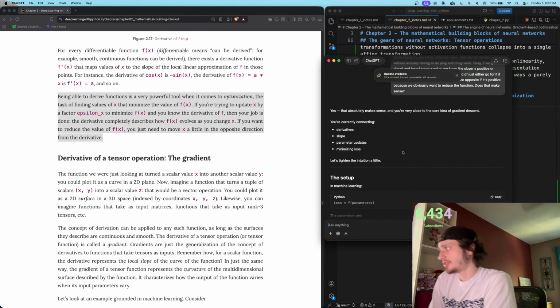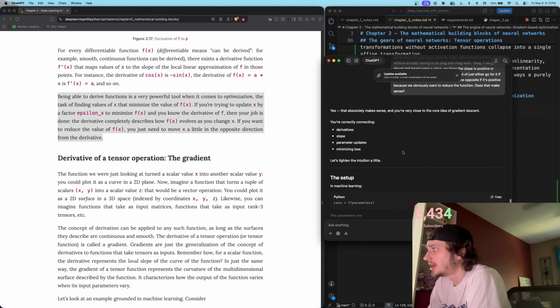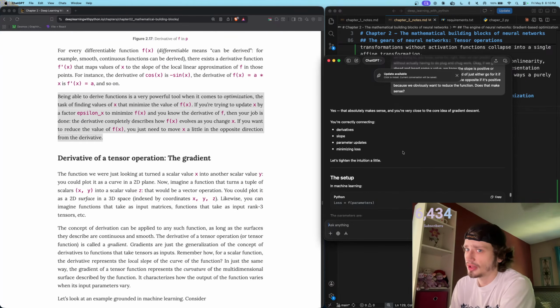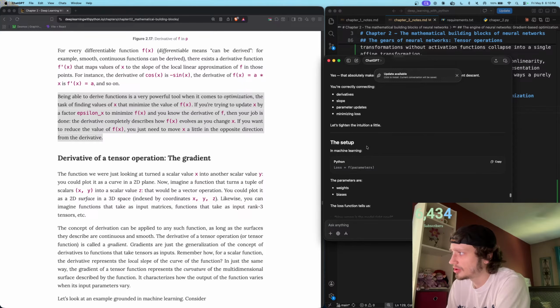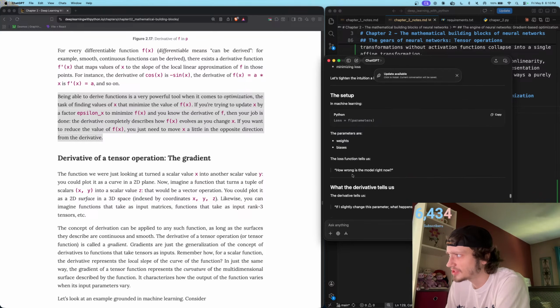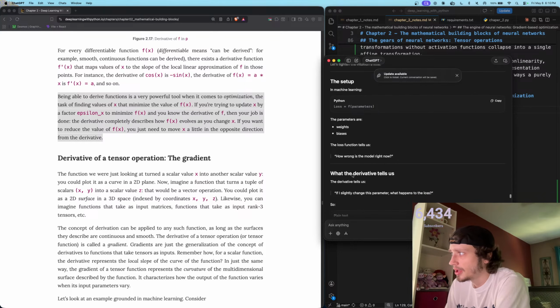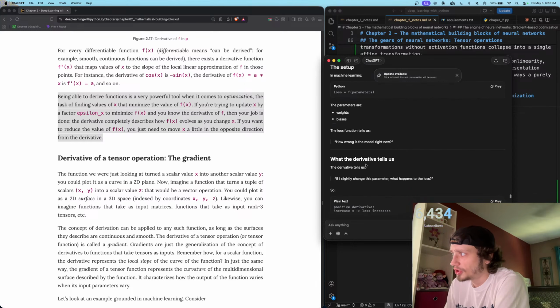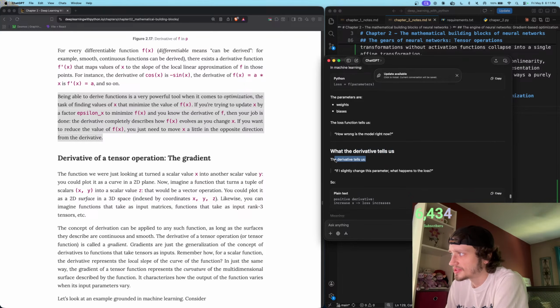Yes, that absolutely makes sense, and you're very close to the core idea of gradient descent. You're correctly connecting derivatives, slope, parameter updates, and minimizing loss. Let's tighten the intuition a little. The setup: in machine learning, loss equals a function of parameters. The parameters are weights and biases. The loss function tells us how wrong the model is right now. The derivative tells us: if I slightly change this parameter, what happens to the loss?